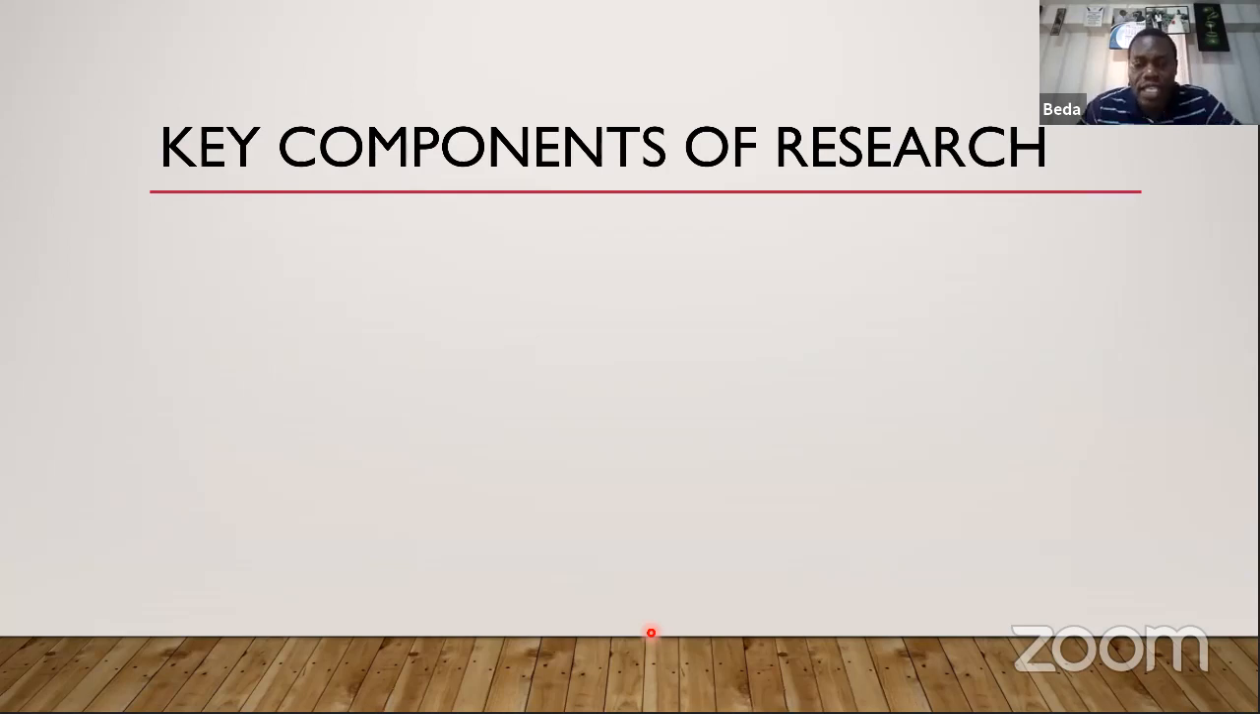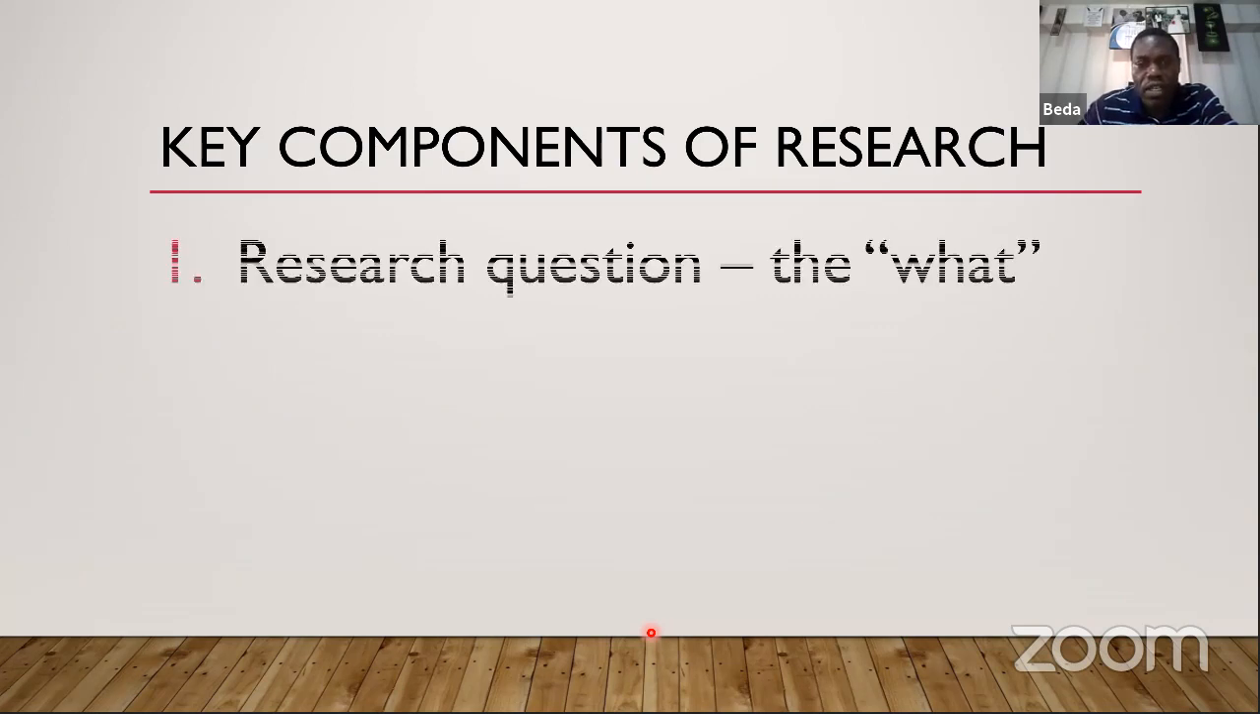Now, what are the key components of scientific research? You will hear of many components of scientific research. Some people will give you a list of even 11, 12 components. That's okay. They're still real. But I've chosen to summarize this into 3 major components. And the first major component of scientific research is what I call the research question or the study question.